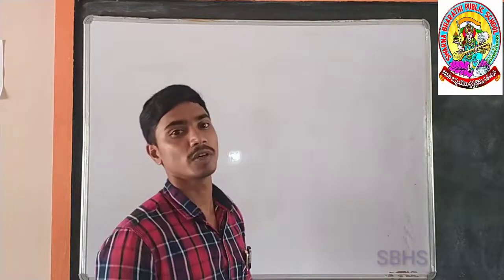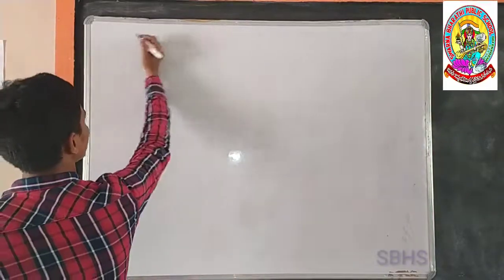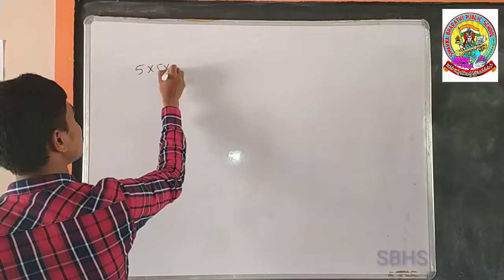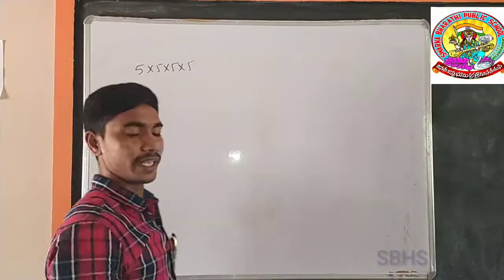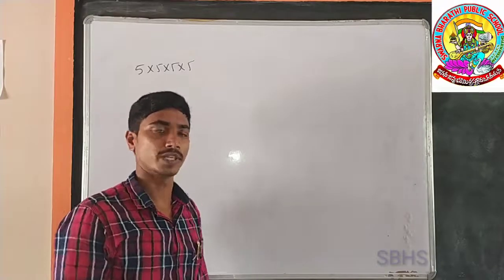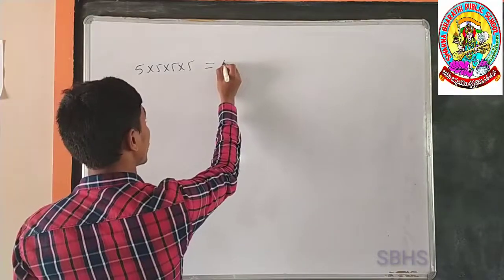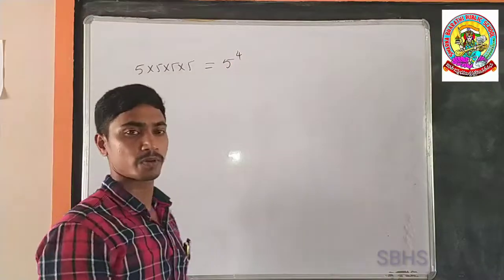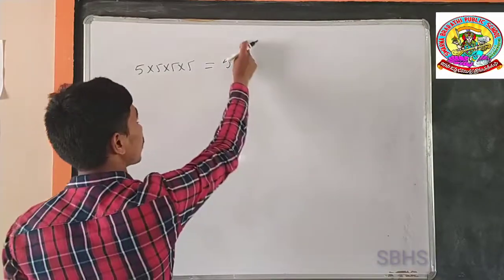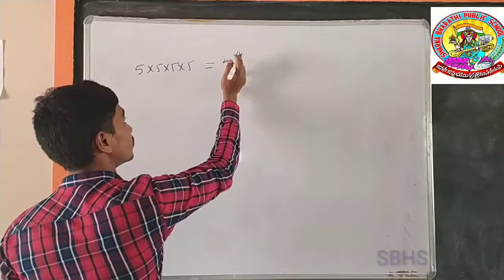multiplication. Then what about repeated multiplication? For example, 5 into 5 into 5 into 5. Repeatedly 5 is multiplying. It is represented in a shorthand notation as 5 power 4, since 5 is multiplied 4 times. This is called the exponential form.